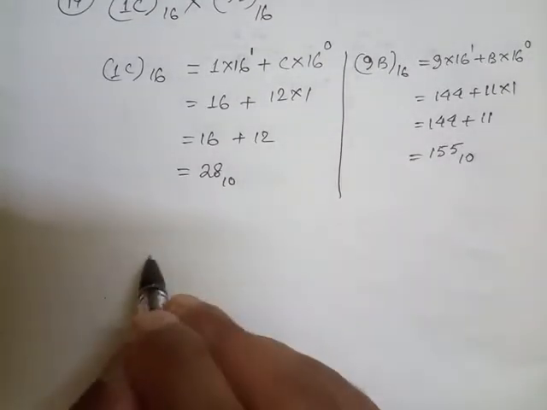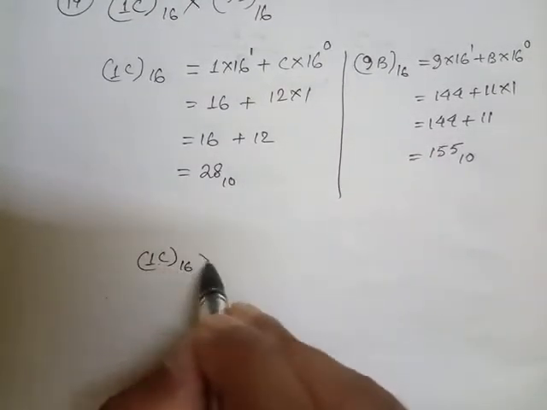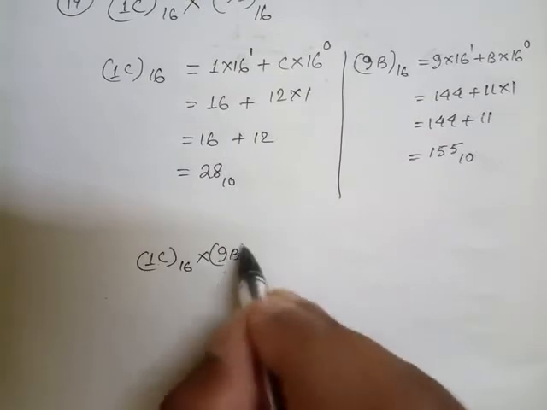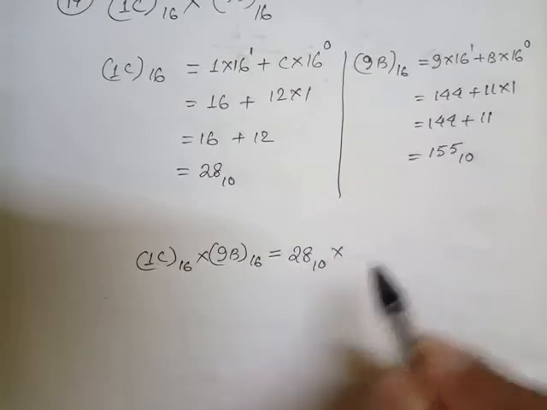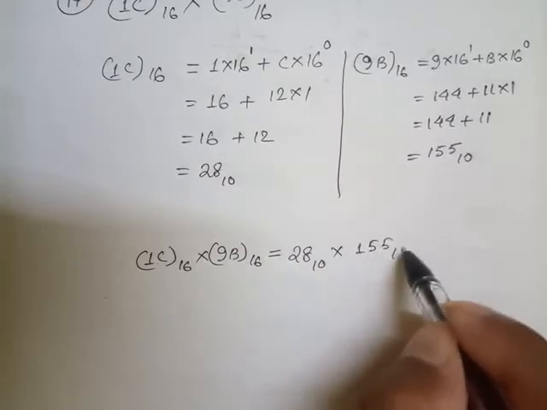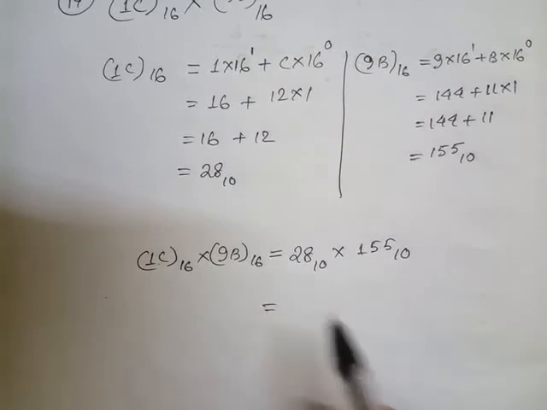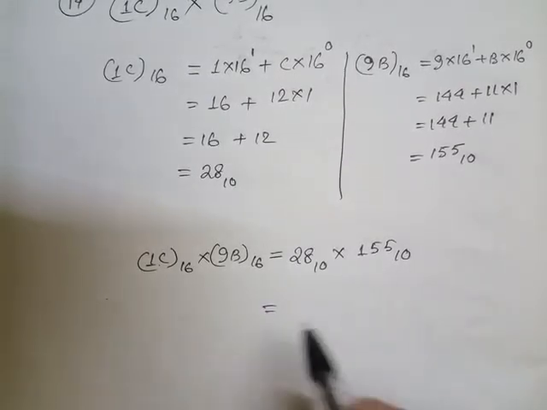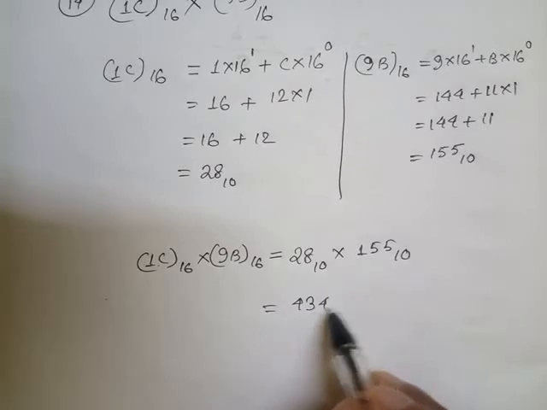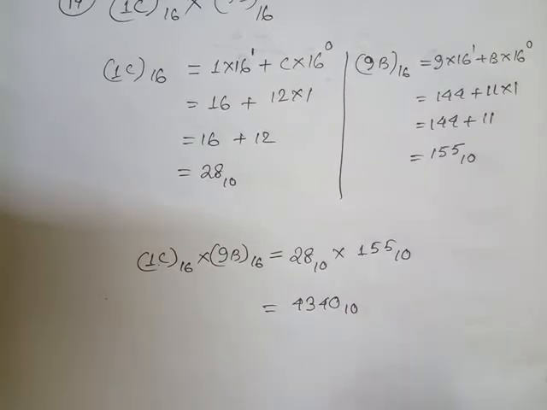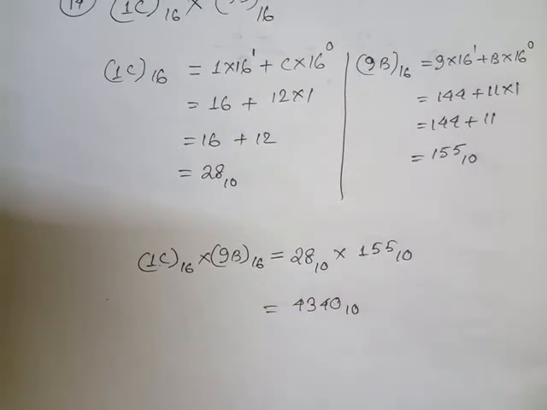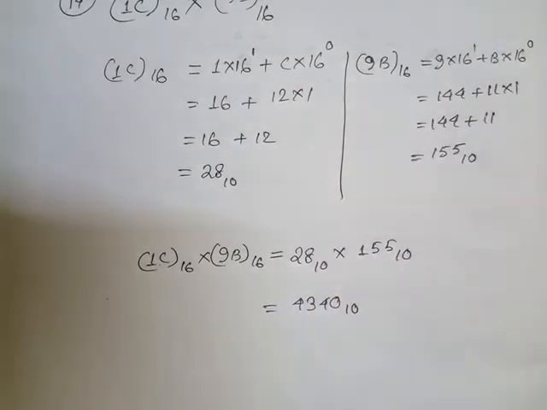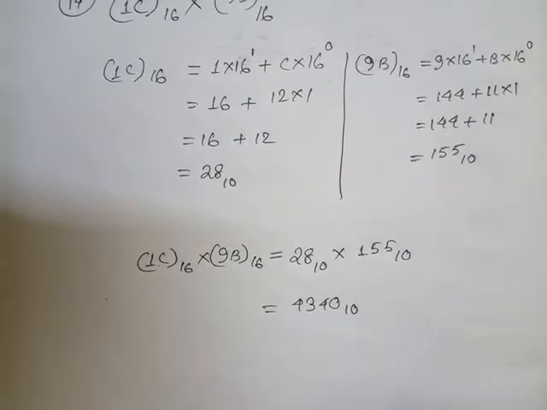Now look, how to solve the next one. The next one would be 1C base 16 into 9B base 16, equal to 28 base 10 and 155 base 10. Now if I go for the multiplication here, the answer would be 4340 base 10, and this is the answer. But students, I have not shown you the multiplication here by the side. I have done it on a rough page. This is the answer of number 14.